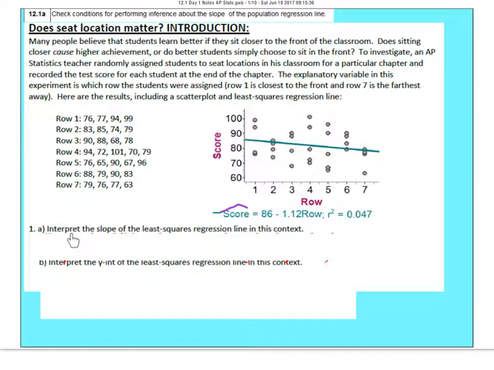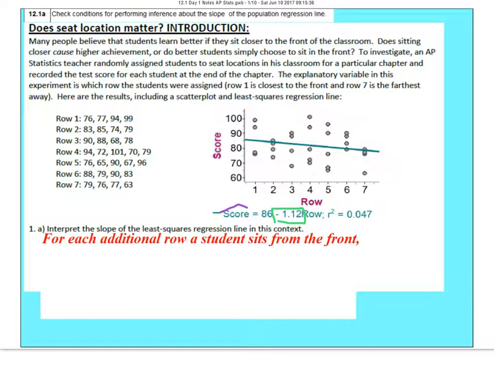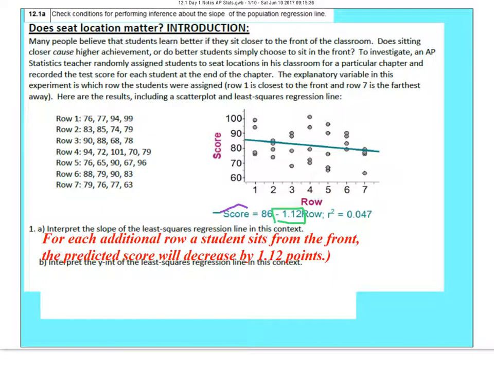So in part A, let's interpret the slope of the least squares regression line in this context. The slope here is going to be the negative 1.12. And what that means, remember in context, is this. For each additional row a student sits from the front, their predicted score will decrease by 1.12 points.